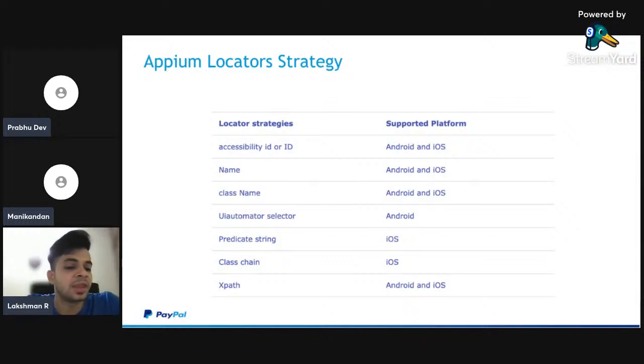If you see accessibility ID, class name, XPath, the first three and the last one are supported for both Android and iOS. But UI Automator Selector is dedicated only to Android, and predicate string is dedicatedly supported only for the iOS platform. Class chain, again, is one of the types. Let me go into more detail.